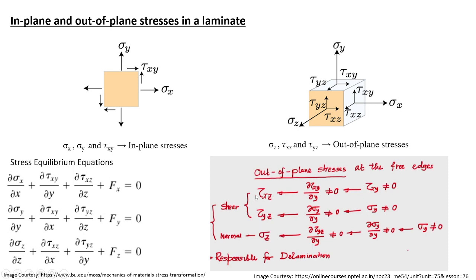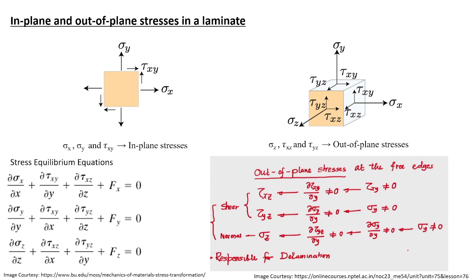And to find those values, we have to find the values of the in-plane stresses, which we already know how to find from the classical laminate theory. So here you can see the shear stress in the xz direction is dependent on the shear stress in the xy direction, whereas the shear stress in the yz direction is dependent on the stress in the y direction, and the stress in the z direction is also dependent on the stress in the y direction. All these values are what is responsible for studying the delamination of the lamina.